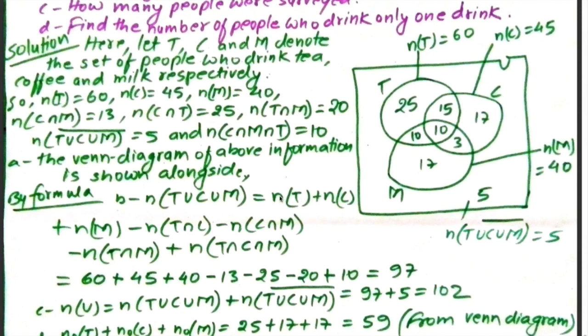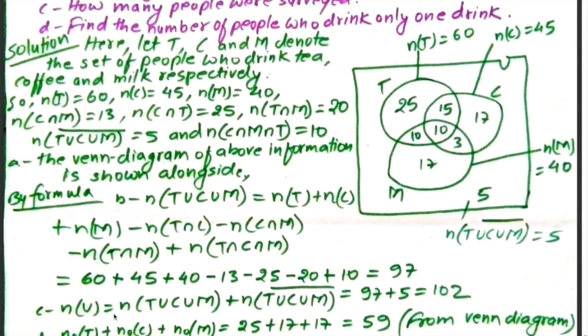By using the formula we can find more of the values. T union C union M equals n(T) plus n(C) plus n(M) minus n(T intersection C) minus n(C intersection M) minus n(T intersection M) plus n(T intersection C intersection M), which equals 60 plus 45 plus 40, minus 25, 13, 20, plus 10, the intersection of all three. So addition and subtraction of all these numbers gives 97.